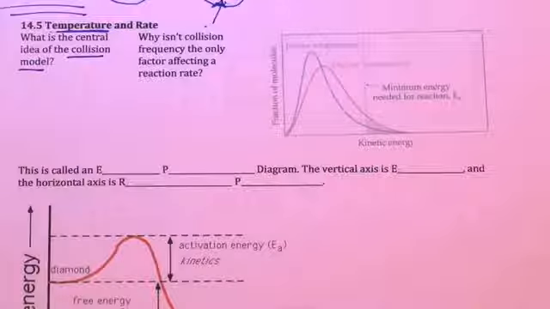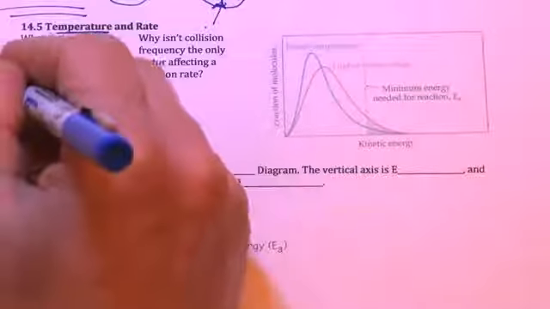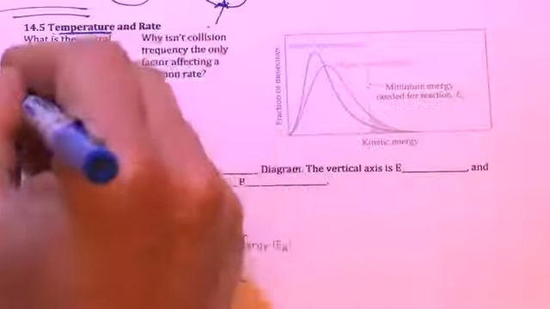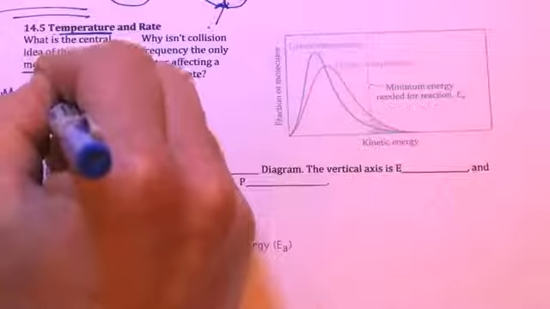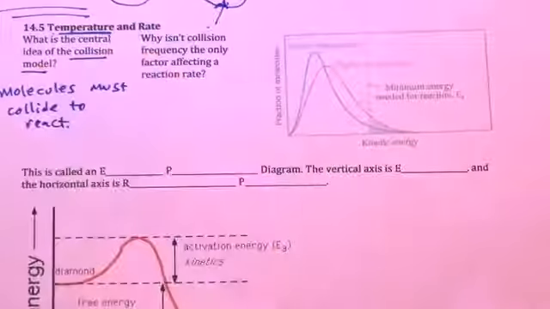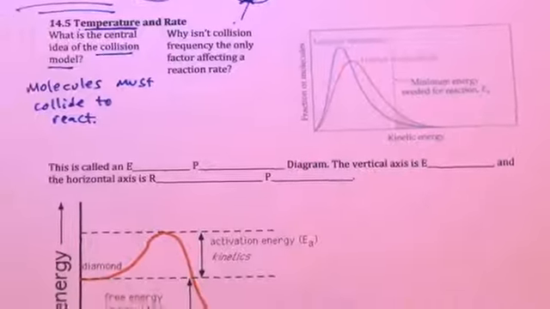The collision model we actually studied back in chapter 10 when we studied gas laws. And the main tenet of the collision model is that molecules must collide to react. Which kind of makes sense. They got to bump into each other to react. If they don't bump into each other, they're not going to react.